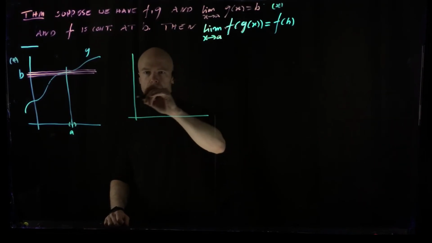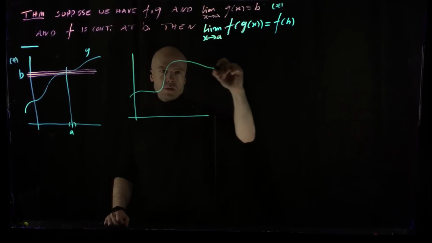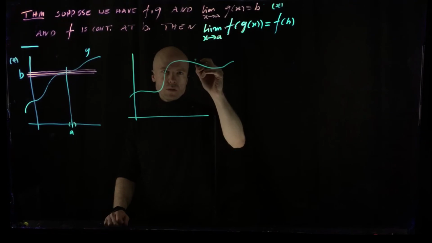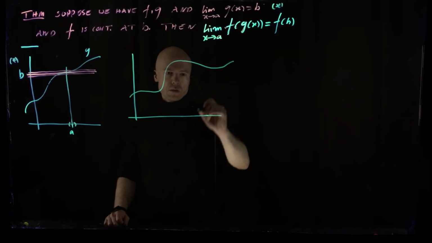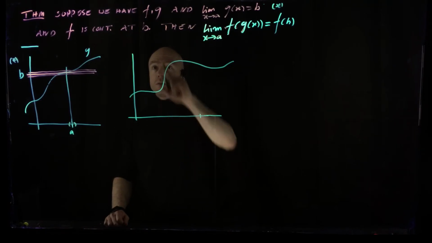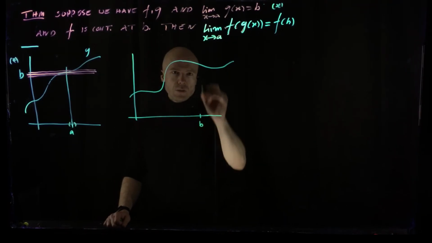This will be f. Okay. Start here. What's the information about f? f is continuous at b. So this is b.